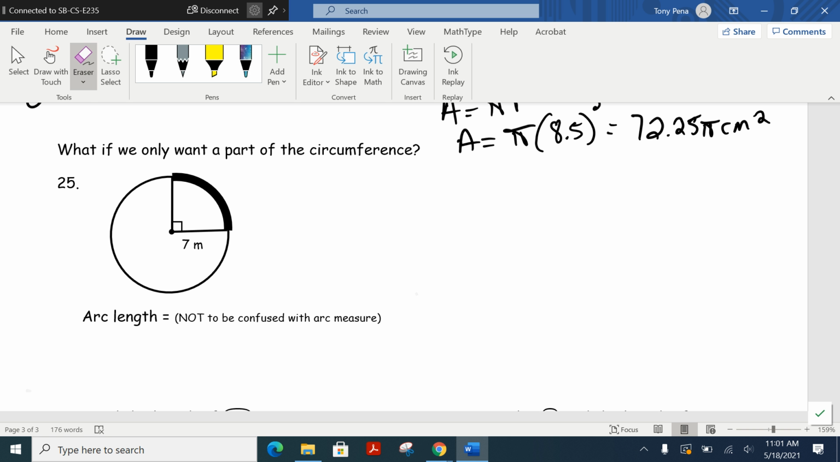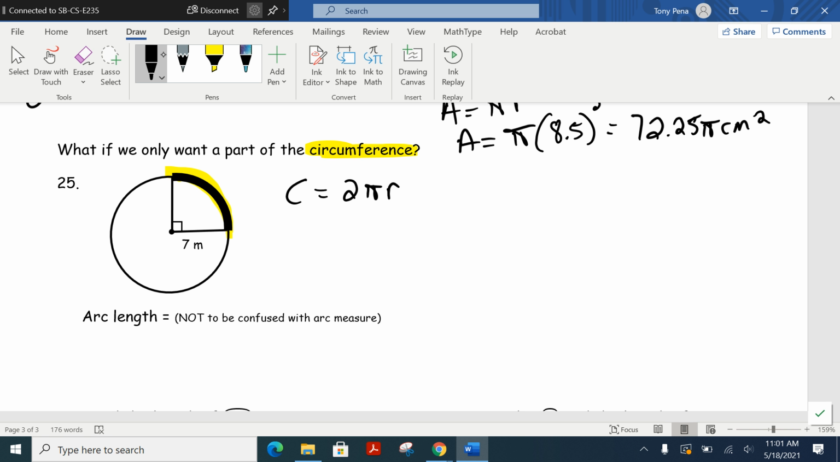So if I now said, what if we only want part of the circumference? If I look at this circle, let's say instead of wanting the entire length all the way around the circle, I don't want all of it. I just wanted this shaded region. All right, so it is still a circumference. So we're going to start still with that idea. We want the length around our circle. Circumference finds that for us. That's what circumference means.